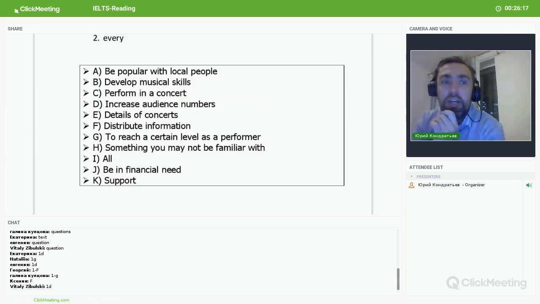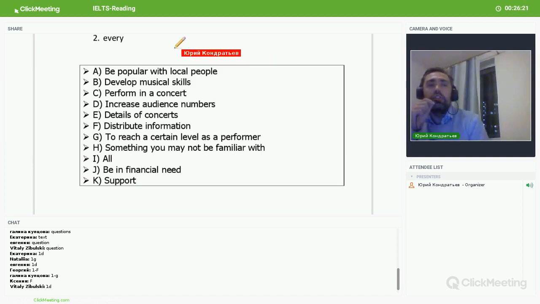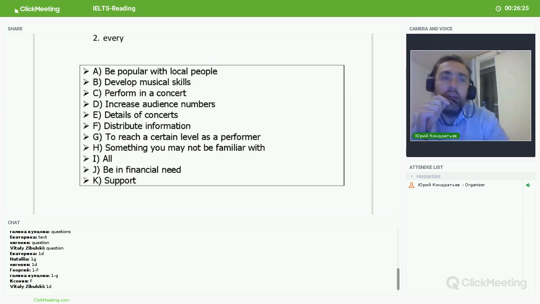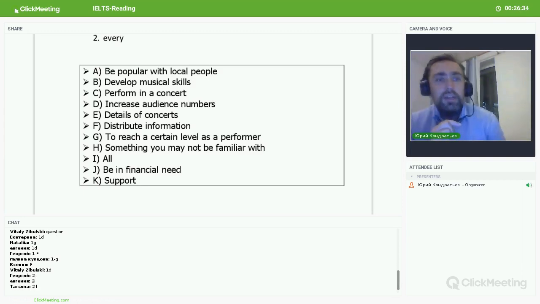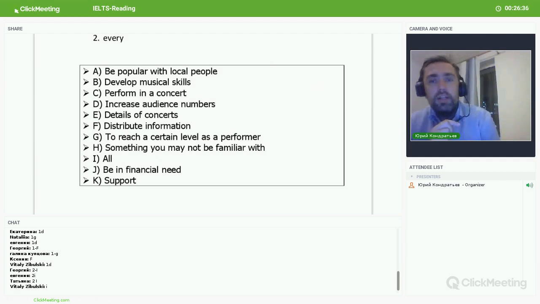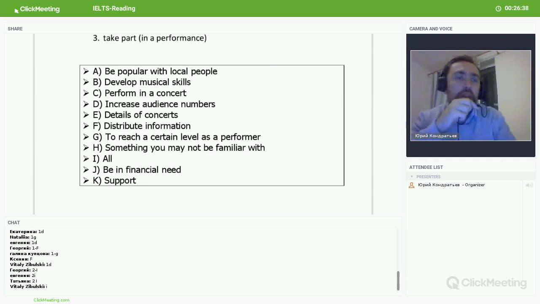Try to spend about 3 to 5 seconds and find a synonym for every. Just write the number 2 and the letter A, B, C, and so on. So like 2A. Okay, 2I, yes, every, that's all. All right, let's do the next one. Take part in a performance.